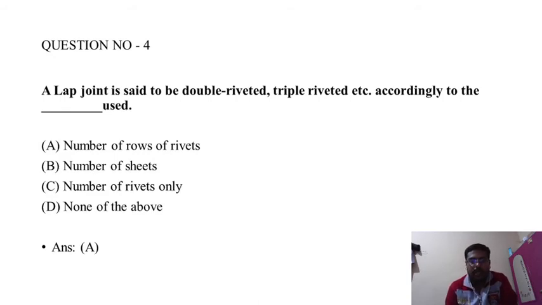So guess your answers carefully and write down your answers. The answer is A, number of rows of rivets. Question number 4 says that a lap joint is said to be double riveted or triple riveted, etc., according to the number of rows of rivets used. Option number A is the correct answer.